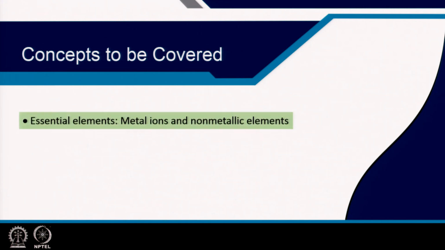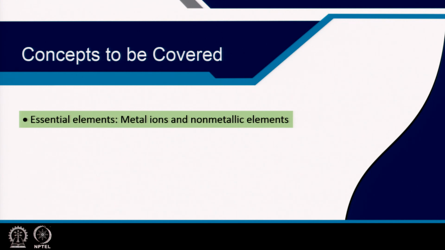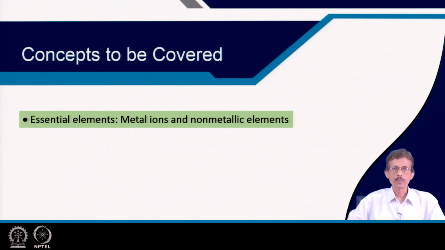So, what are essential elements? Write it in that way: what elements you can have, and if you have both, that means the metal ions as well as the non-metallic elements, which are essential for our system, not only our system, but which are available to the entire biological world, to the plant system as well.